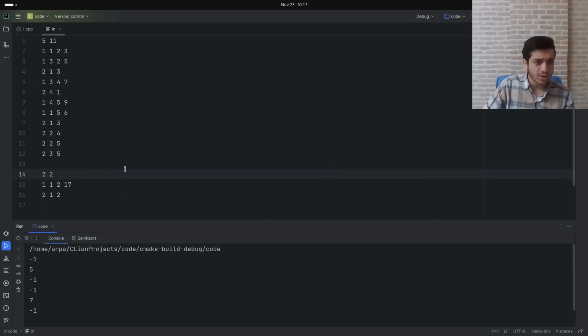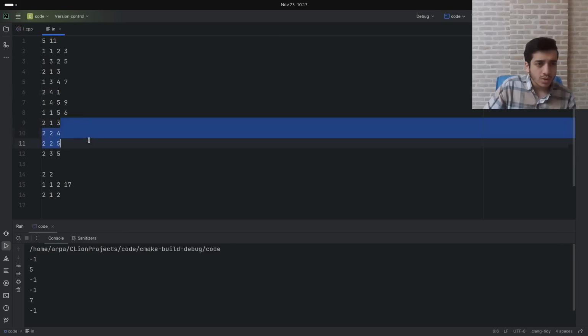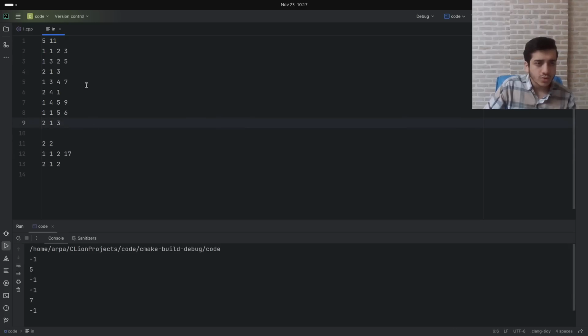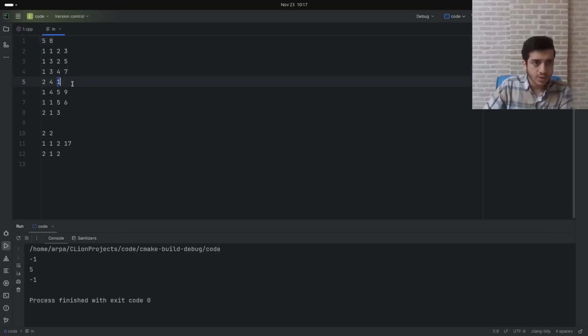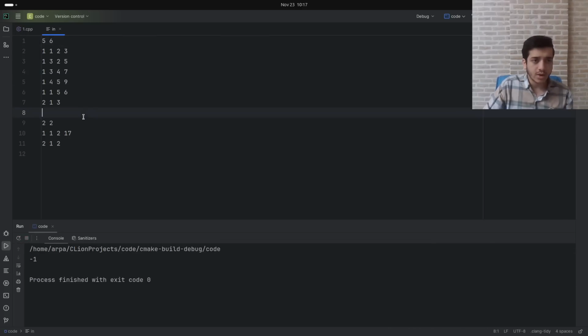So there are some extra negative ones. Let's see. So the first one is here. Is this? No, it's this one. Okay. Let me remove these 3 and change it to this one. Okay, and then we can remove these 2. And okay, now I have just a single -1.